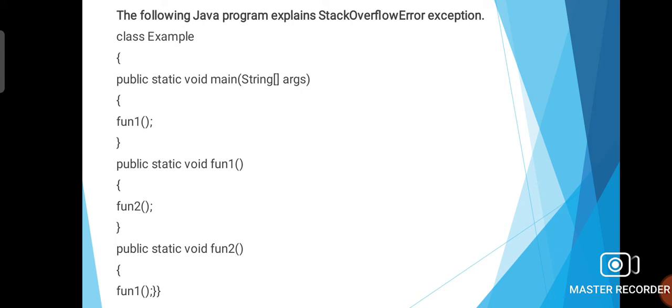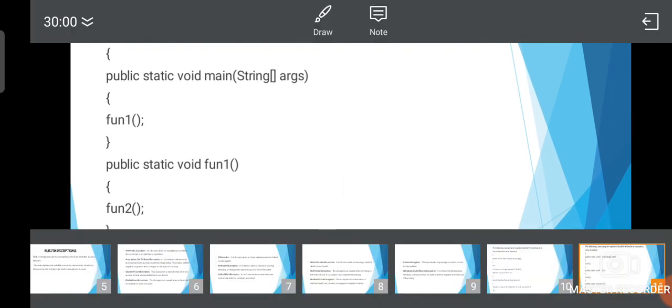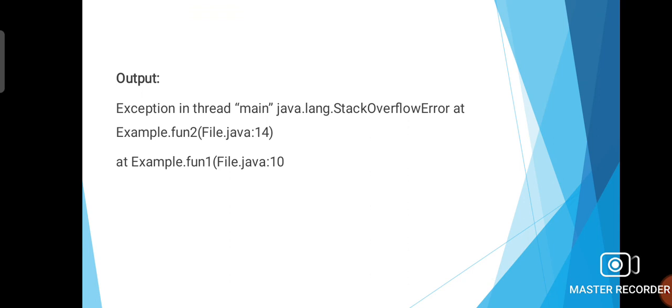For each time a function is called, one entry will be added to the stack. Here the stack will be filled with many entries because the function is called many times. Fun1 is calling fun2 and fun2 is calling fun1. This is happening repeatedly for an infinite number of times. So this leads to stack overflow. In this kind of situation, the stack overflow exception will occur. This program will produce the error that is mentioned by the stack overflow exception.